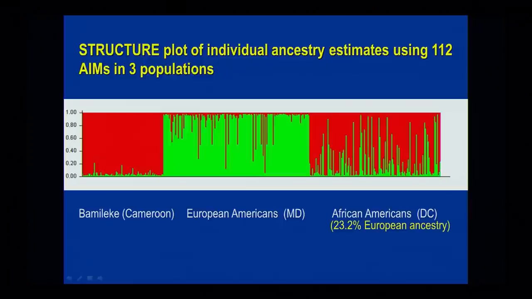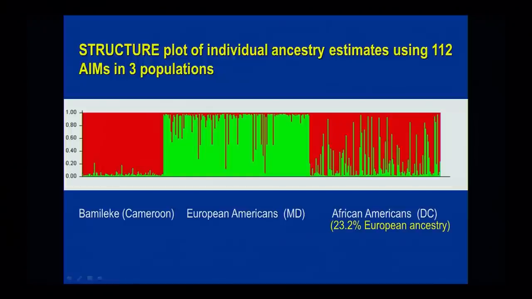These are West Africans from Cameroon, whites from Baltimore, and blacks from DC. These are all self-report, so you see a homogeneity in genetic background in the West Africans, the green representing European ancestry, and what I call variance in genetic background. For the African Americans there is high variance in genetic background, on average about 23% European ancestry. So some individuals have very high levels of West African ancestry, some have very high levels of European ancestry.